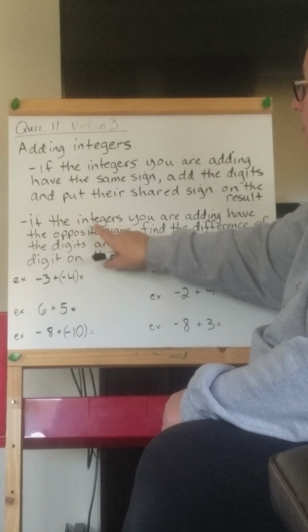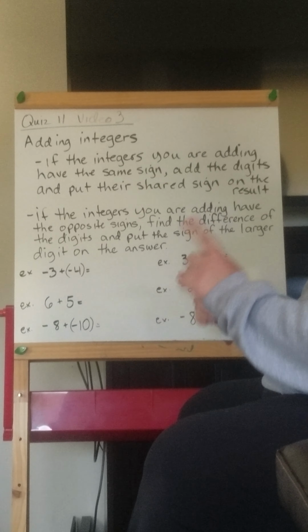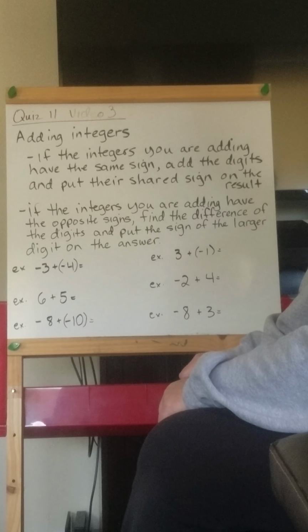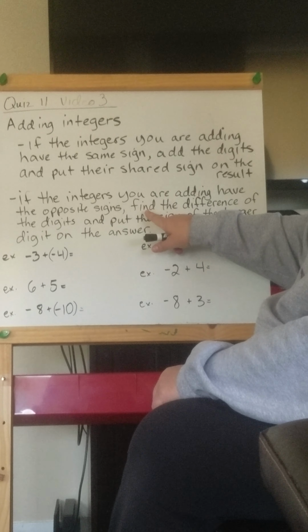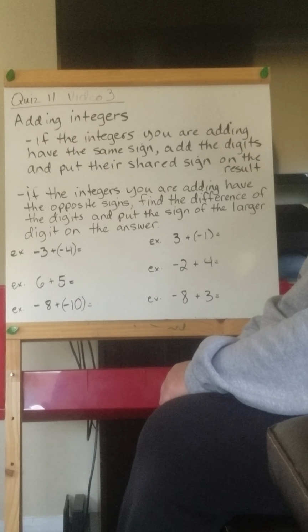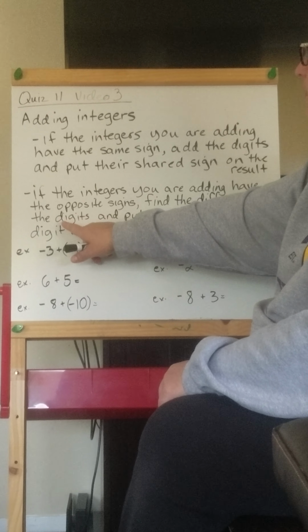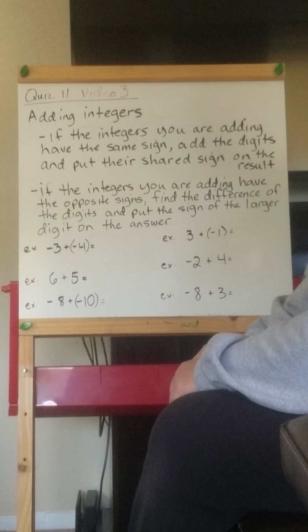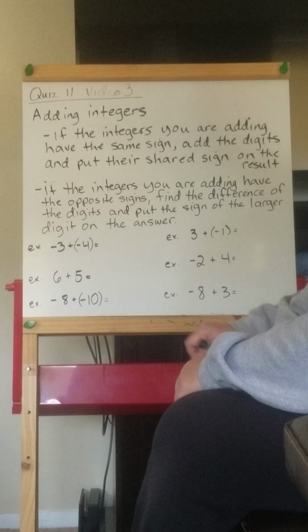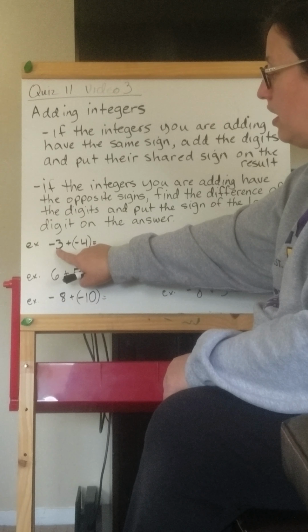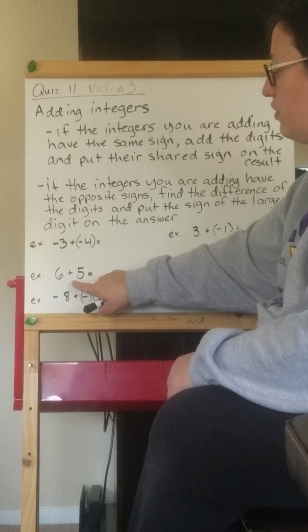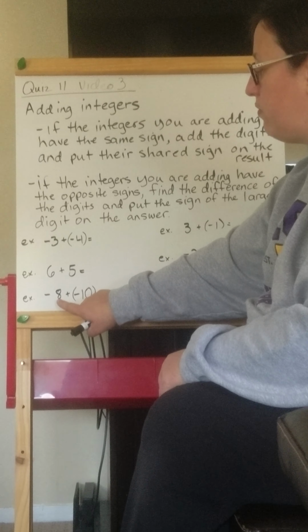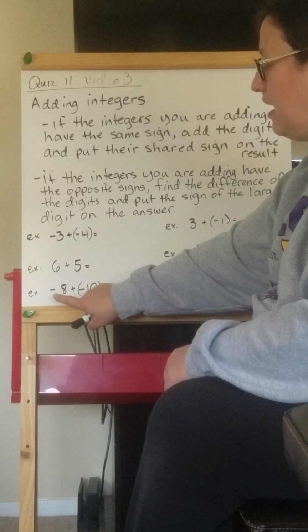If, however, the integers you're adding have opposite signs, so you're adding a positive number to a negative number, then what are you supposed to do? You're supposed to find the difference, which means subtract, find the difference of the digits, and put the sign of the larger digit onto the answer. And by digit, I mean just the number. So the number 3, the number 6, the number 5, not the value of the whole thing. So this one, I would say the digit is 8, not negative 8.